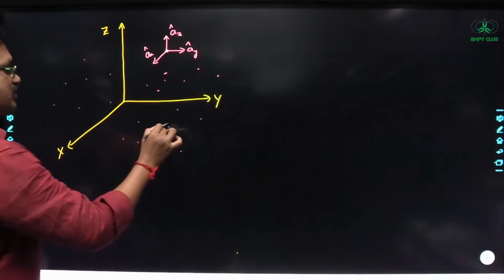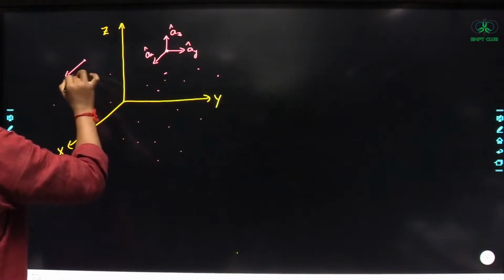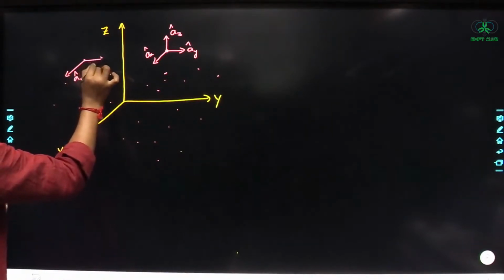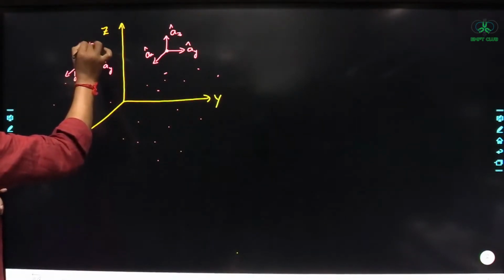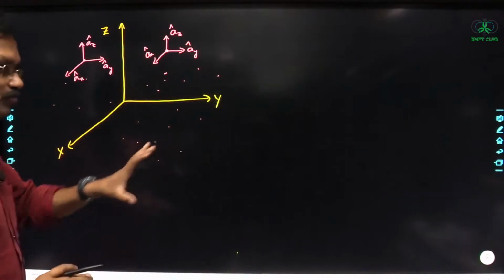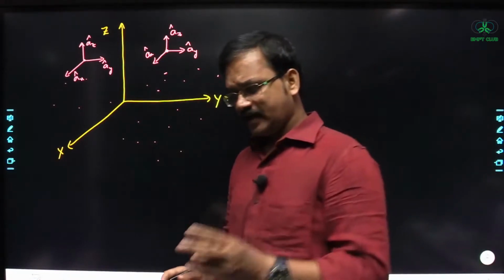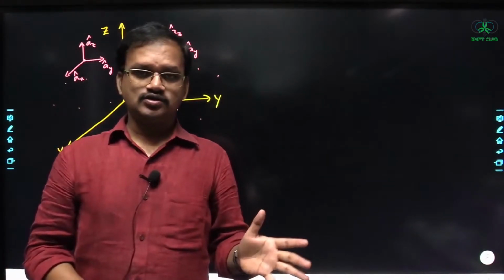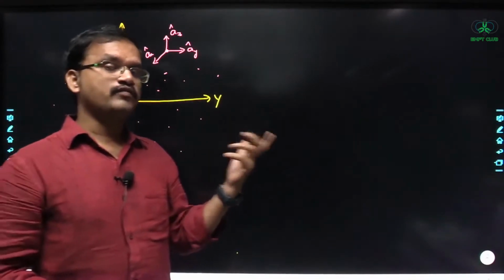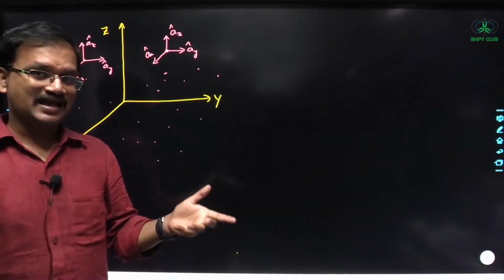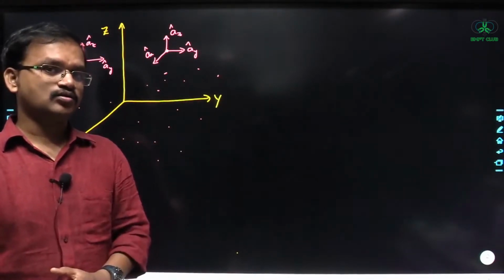See, if I consider some point here, the direction of ax cap will be always parallel to x axis, the direction of ay cap will be always parallel to y axis, the direction of az cap will be always parallel to z axis. Understood? So whatever point you take in rectangular coordinate system, the directions of ax cap, ay cap and az cap are fixed. So their directions are fixed in case of rectangular coordinate system.